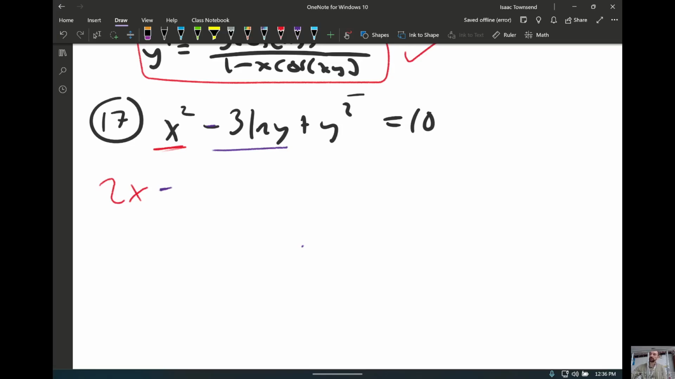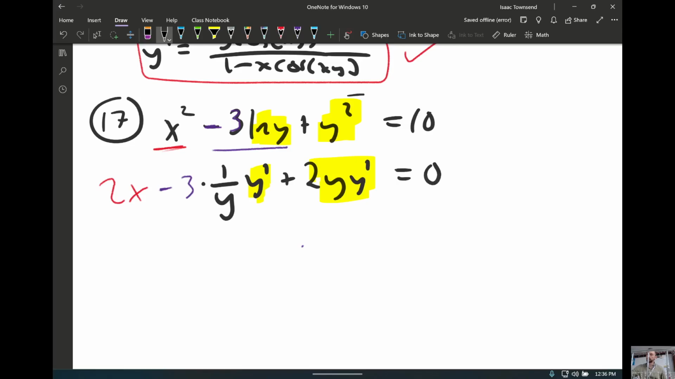So this is going to be negative 3 times the derivative of natural log of y. The derivative of natural log of something is 1 over something. And since it was a y thing, you also, in addition, need a y prime. So the first one you said was correct. And then y squared becomes 2y, but you're taking the derivative of the y, so you better put a y prime. And the derivative of the constant is 0.